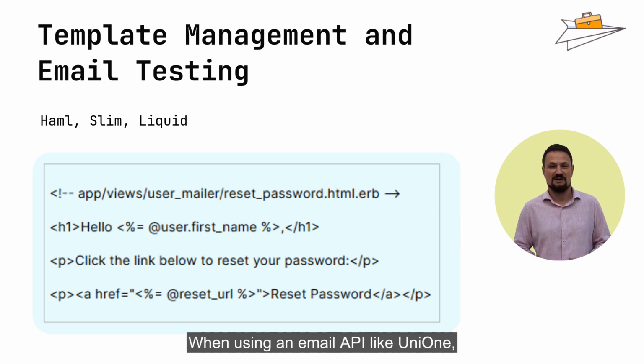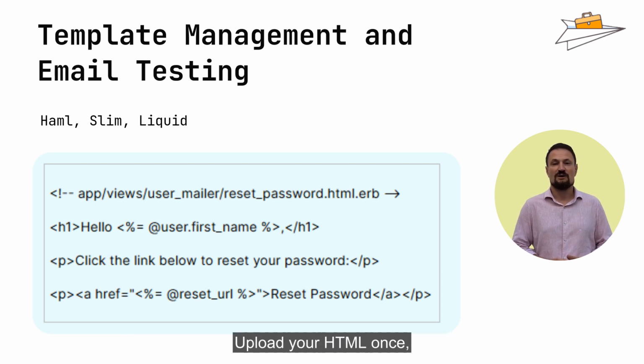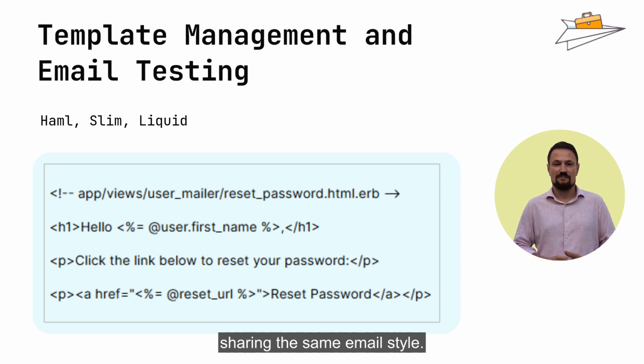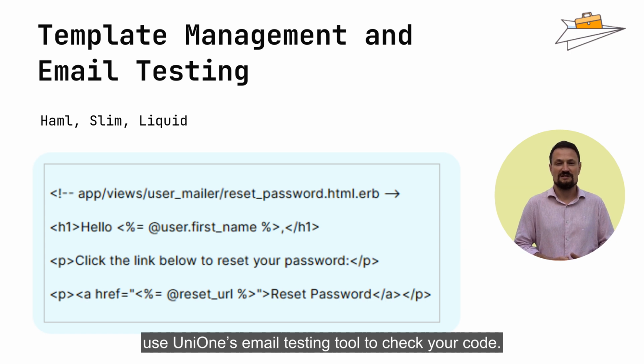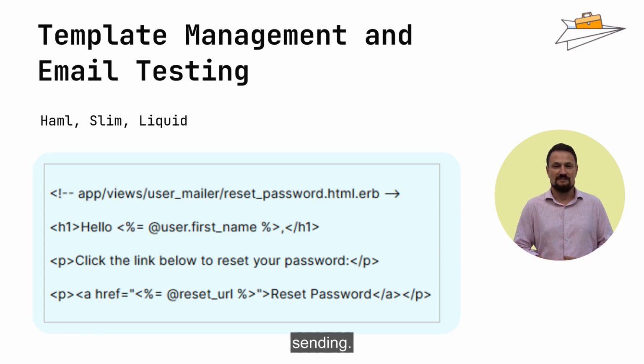When using an email API like Uni1, you can store reusable templates on the provider's side. Upload your HTML once, get a template ID, and send dynamic data only. Ideal for microservices sharing the same email style. Before sending to real recipients, use Uni1's email testing tool to check your code. It captures full SMTP session logs to catch issues before actual sending.